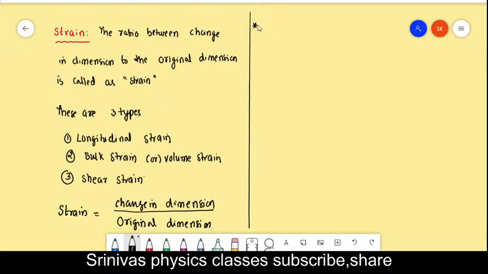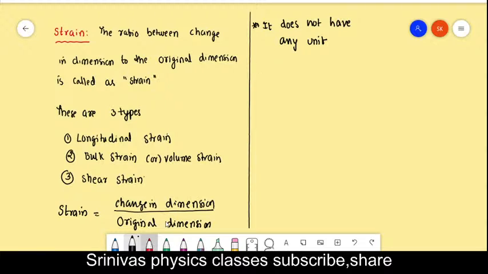Strain does not have any unit. Why does it not have any unit? Because, for example, you take the dimension as length. Change in length by original length, you will get meter by meter. Meter by meter will cancel, so there is no unit for the strain. No unit and no dimension for the strain.